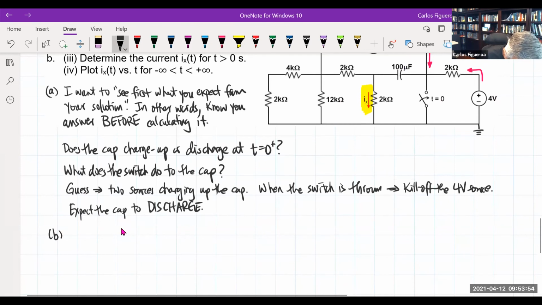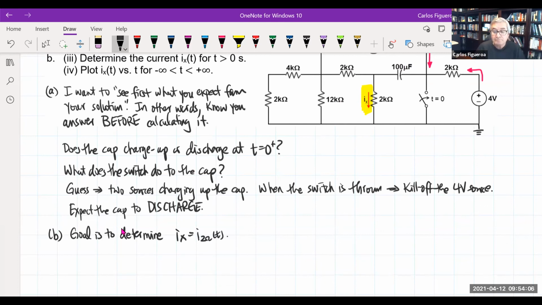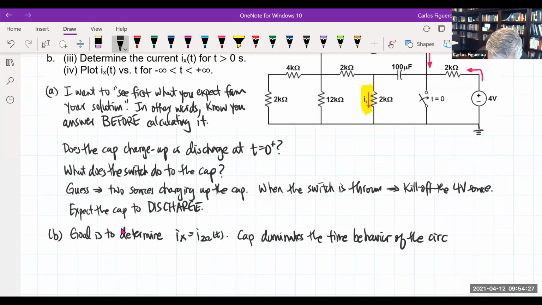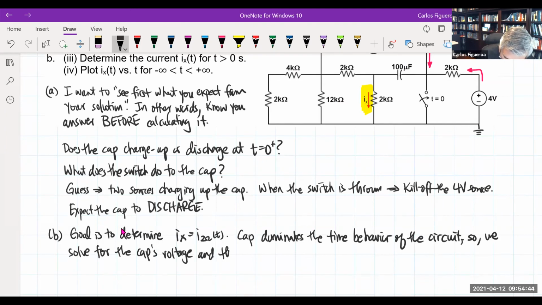So what we're seeing here is that our goal is to determine the current Ix, which is the current of a 2 ohm here. Okay, so that's what we want to do. So let's go through it. The way we do this is that the cap dominates the time behavior of the circuit. So we solve for the cap's voltage and then use it to determine Ix of t.